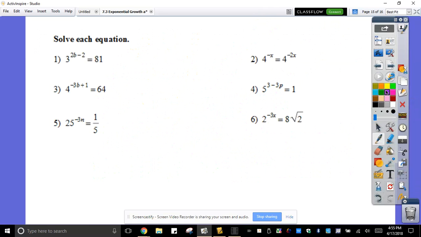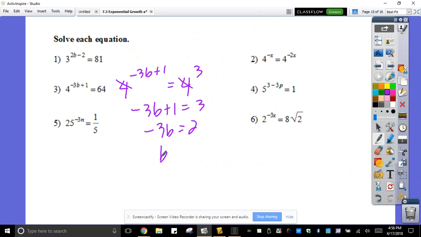Next. This one here, 64. 4 squared is 16. 4 cubed is 64. So I know negative 3b plus 1. The 64 becomes 4 cubed. And then cancel this out. The negative 3b plus 1 is equal to 3. Subtract 1 from both sides. This gives me negative 2, and the answer is negative 2/3.